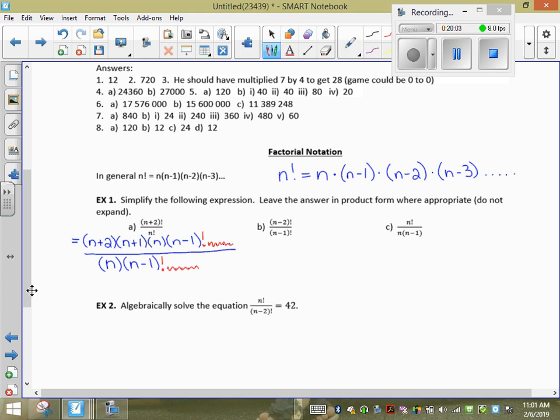So now this top one was bigger than this one, wasn't it? This top one contained this bottom one, didn't it? So we'll always expand the bigger one out till it contains the smaller one, and then they can cancel off. So now this n minus 1 factorial, n minus 1 factorial cancel off, and I'm left with n plus 2 times n plus 1, and we're just going to leave it like that for now.